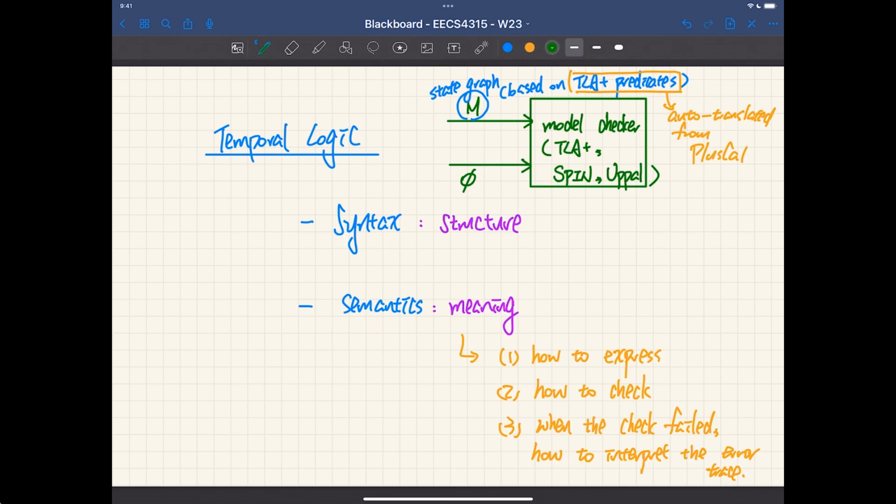And the phi over here is basically the formula, right, in TLA plus also. That's something you've got to write. Usually just Boolean. But we're going to learn about how you can do some temporal formulas also in TLA plus. We'll do that in the later lab.